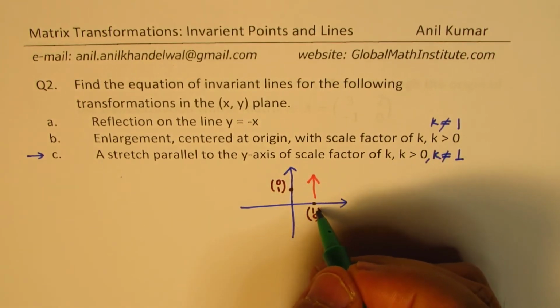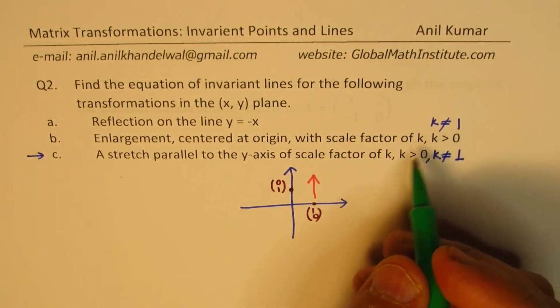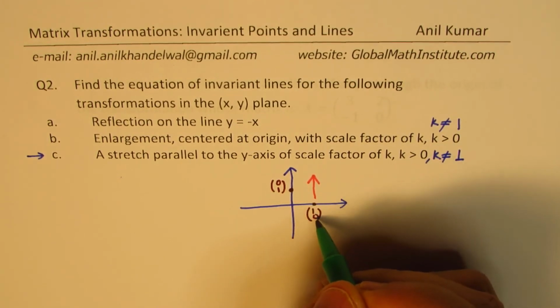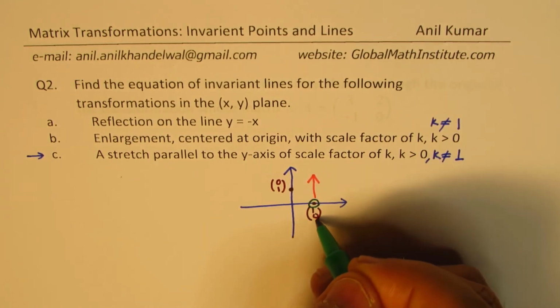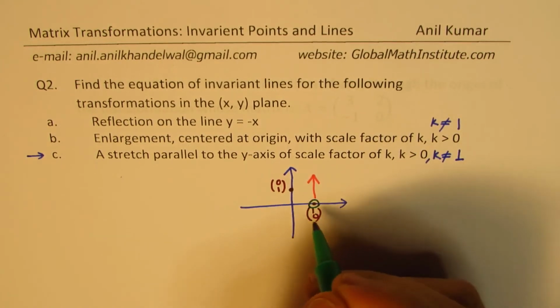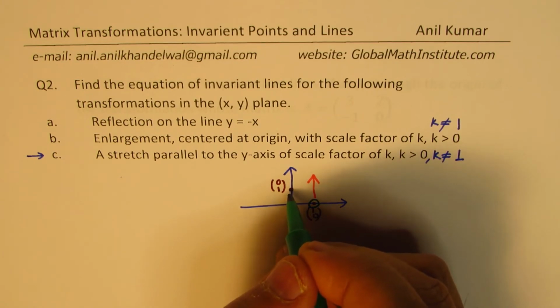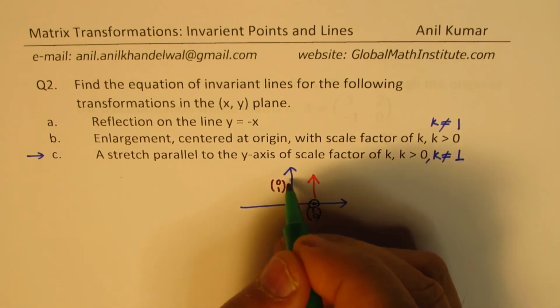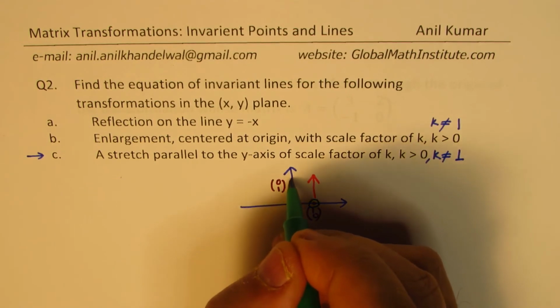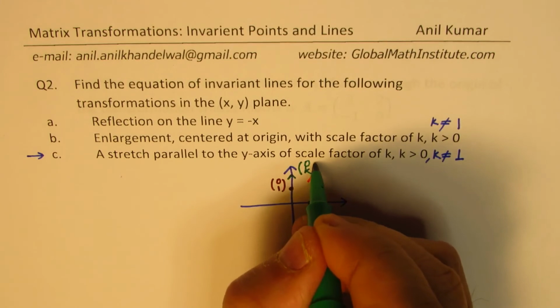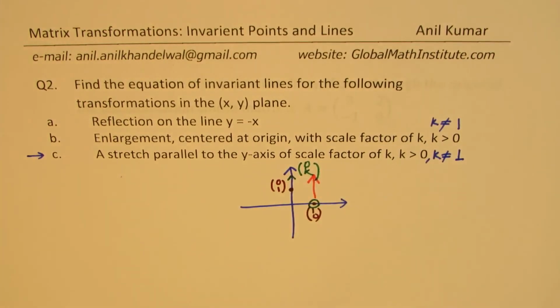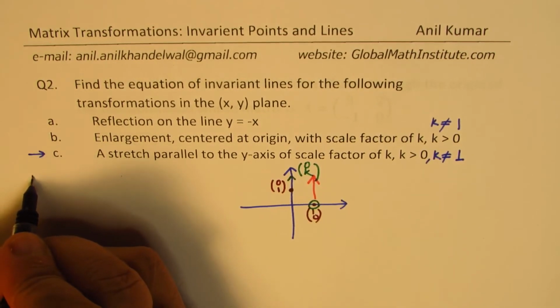The stretch by k is only on the y value, right? So the point (1, 0) actually remains where it is, because k times 0 is 0. On the other hand, for the point (0, 1), the x value remains the same, but the y value gets stretched. So we get this point as (0, k). Is that clear to you? Perfect. So we have a transformation matrix. Let's call this matrix C.